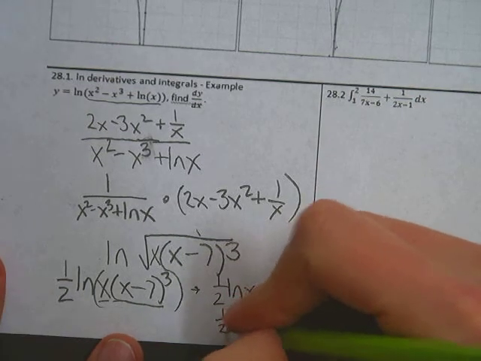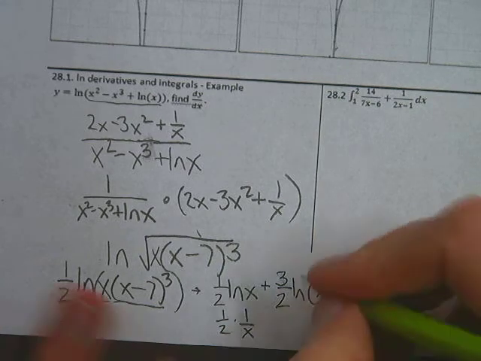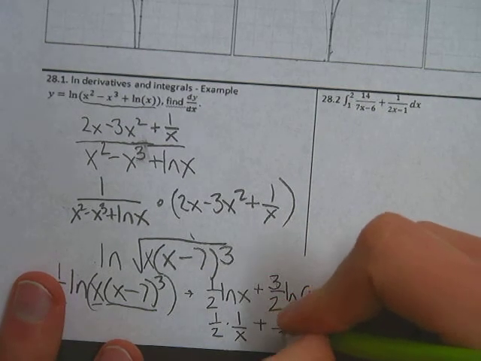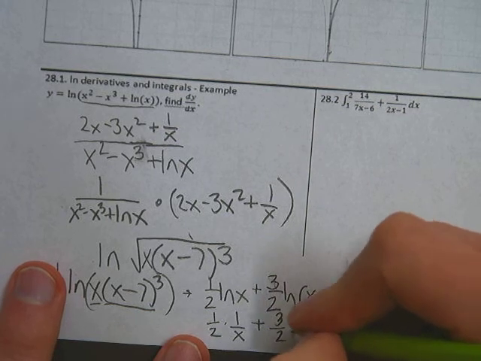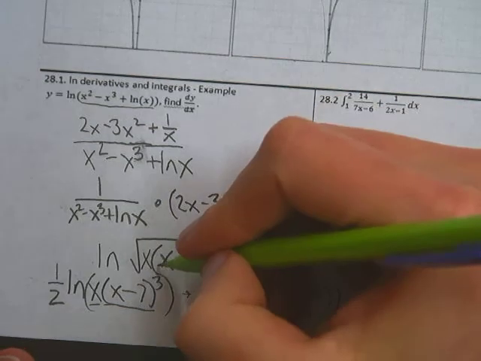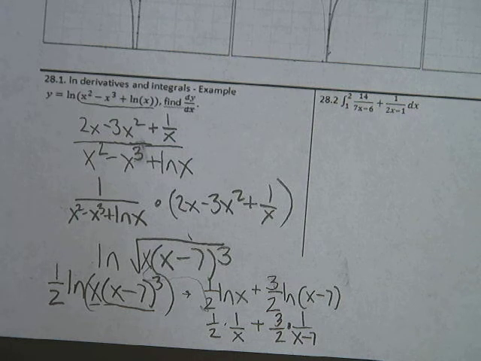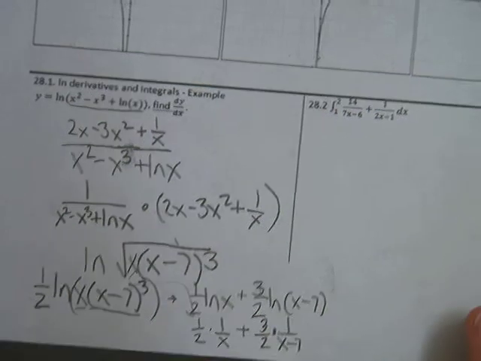It's going to be 1/2 times 1 over x, because the derivative of natural log is just 1 over x, plus 3/2 times 1 over x minus 7. And that's it. That was the derivative step. So it's often very useful to simplify something before we integrate or divide or take the derivative. All right, let's look at integrals now.